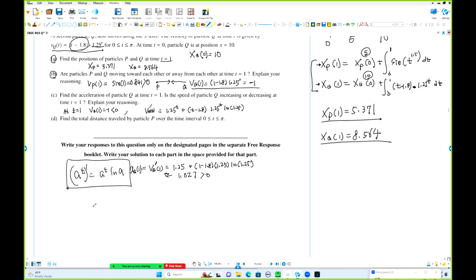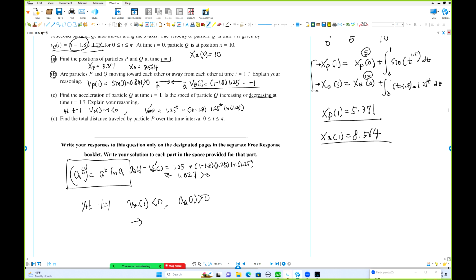Velocity at time t equals 0. At time t equals 1, v of particle 1 is what? Negative. Acceleration of particle Q is what? Positive. There are different signs over here. That means what? The particle Q is what? Decreasing in speed, right? The speed is decreasing.